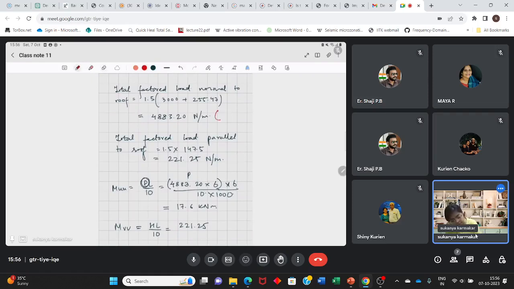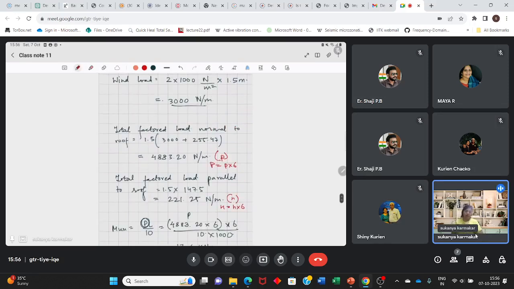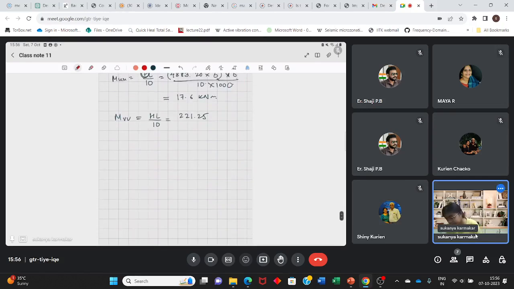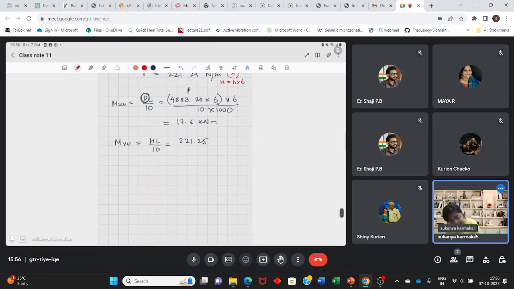Let me call this small p and small h. So from here, capital P will be small p into the length, capital H will be small h into the length, length being the length of the cord, into 6 is the total h into the length of the member 6 divided by 10 into 10 to the power 3 for converting the load into kilonewtons.